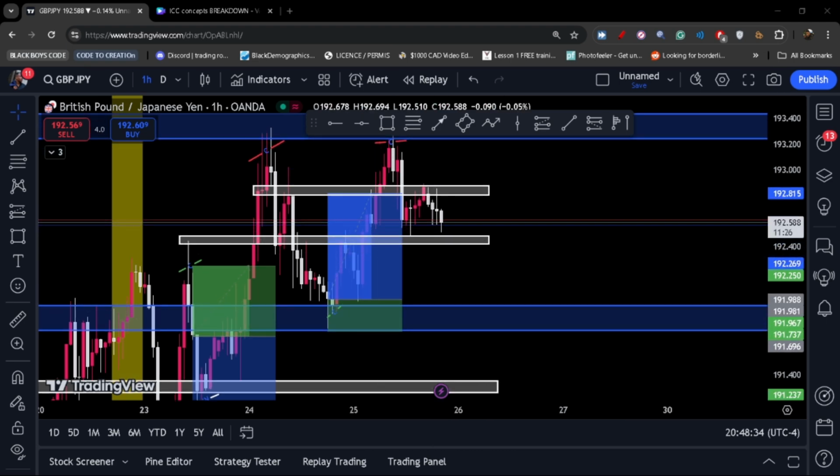But overall, guys, this is the reason why I do believe that this strategy called the ICC concept is far better and far easier than the ICT concept, right?